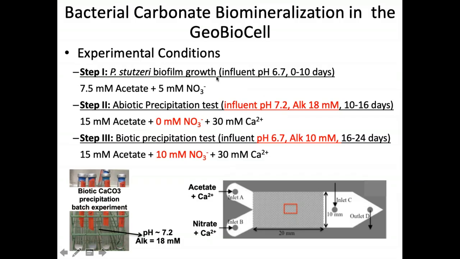Basically, we want to look at the calcium carbonate precipitation in these two different conditions. In summary, we are achieving the same pH, alkalinity, and nucleation condition in steps two and three. Just that in step two, it's being achieved abiotically, without any bacterial help or bacterial metabolism, and in step three, it is being done by the bacteria.